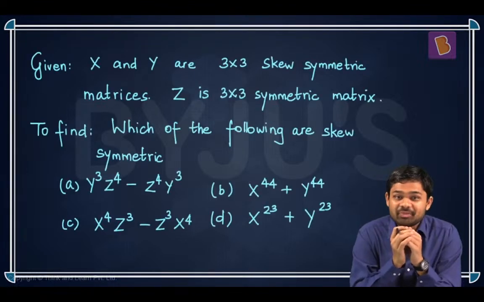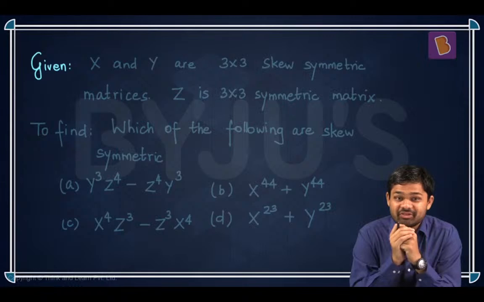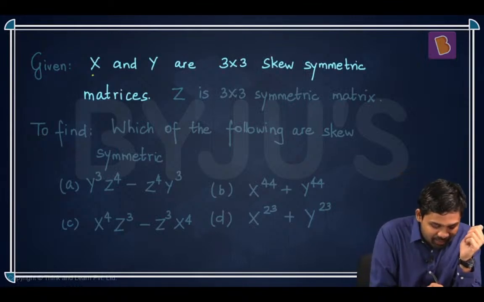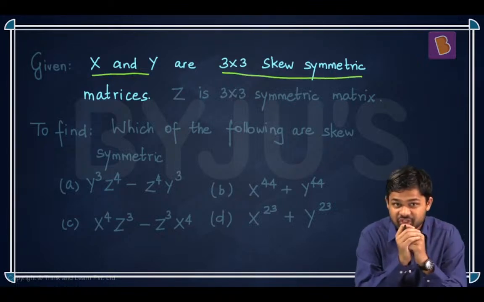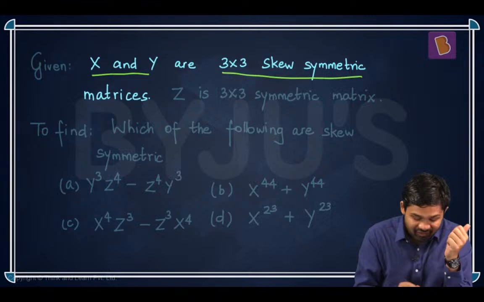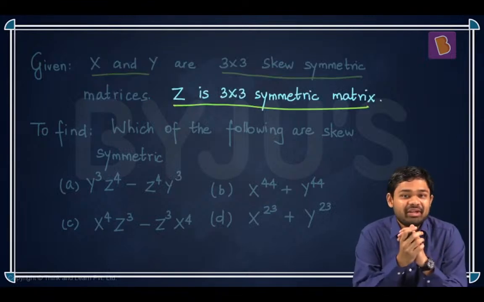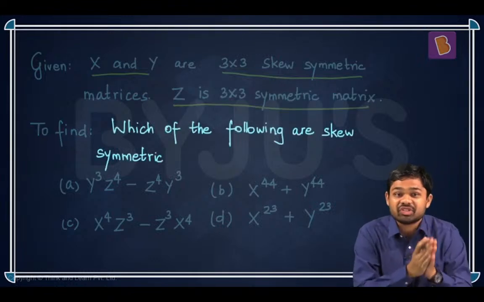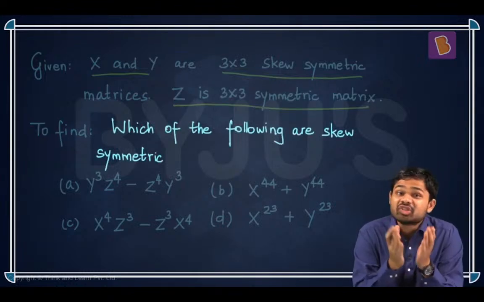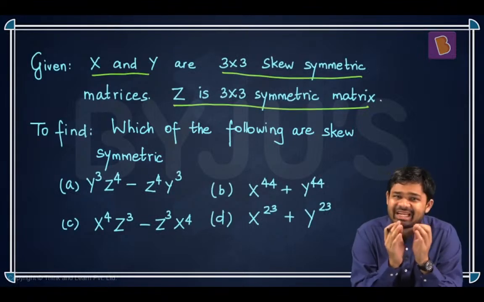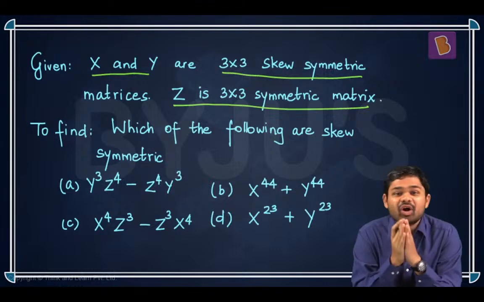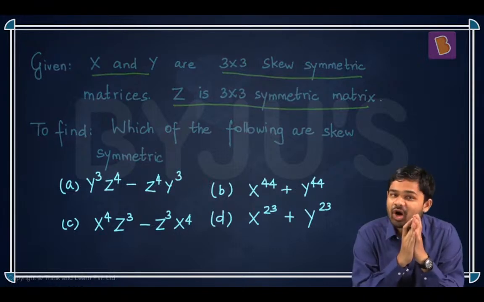In this first problem, they have given us three different matrices, X, Y and Z. They've said that matrices X and Y are 3 by 3 skew-symmetric matrices, whereas matrix Z is a 3 by 3 symmetric matrix. They've asked us to check which of the matrices given in the options are skew-symmetric matrices. Quite a straightforward problem, but a slightly lengthy one. So let's look at how to do this problem option by option.